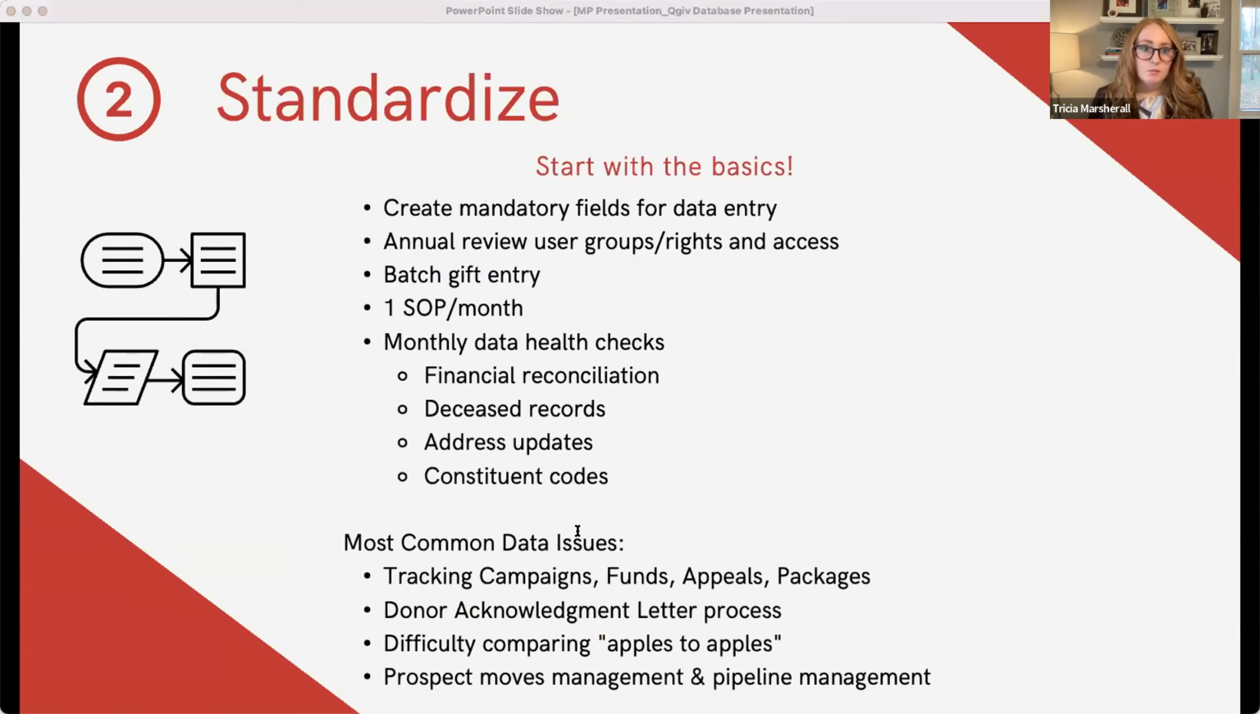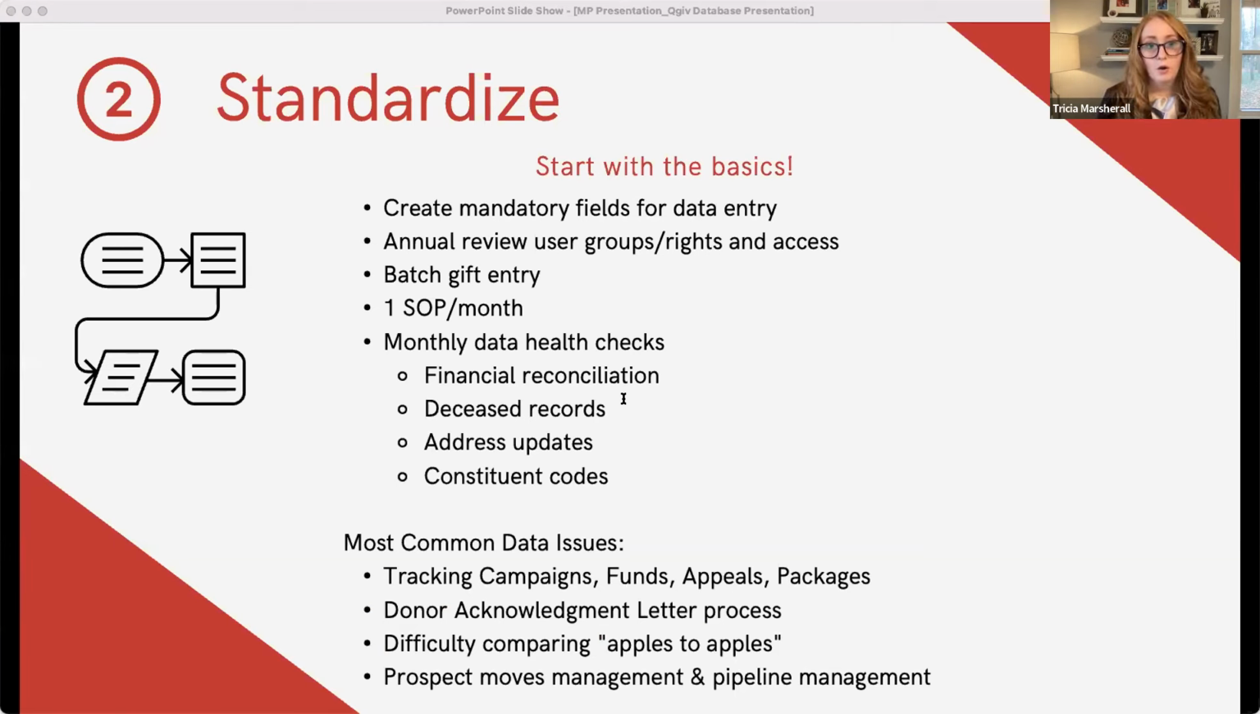Next, it is important to talk about creating standardization within your system. As we think about that, this is really the part that becomes overwhelming for my clients. So I always encourage them to start with the basics. Most CRMs allow for users to set required mandatory fields. These are fields that should always be entered. So think about your gift entry, think about new record creation.